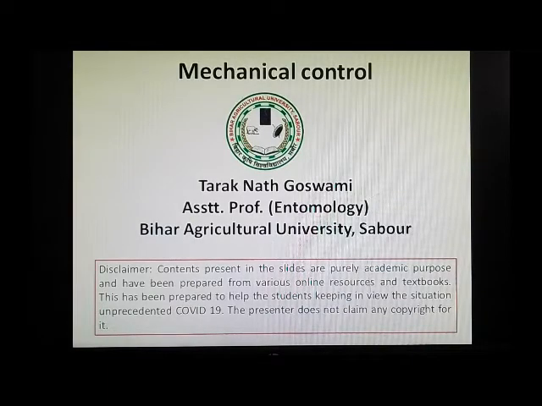Today we'll be discussing another important tool of integrated pest management, that is mechanical control.